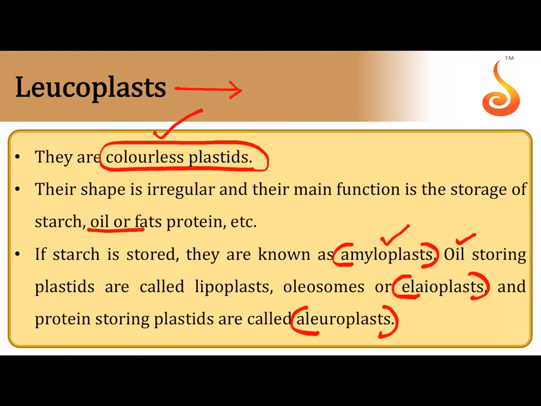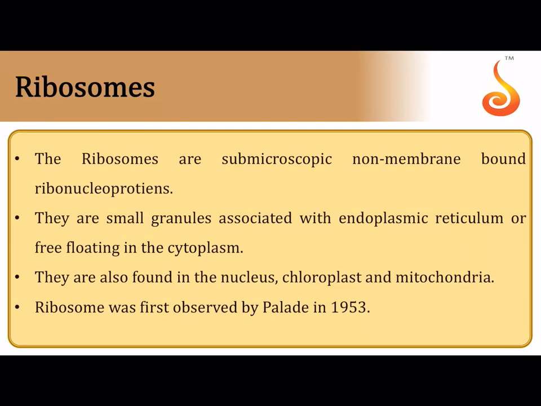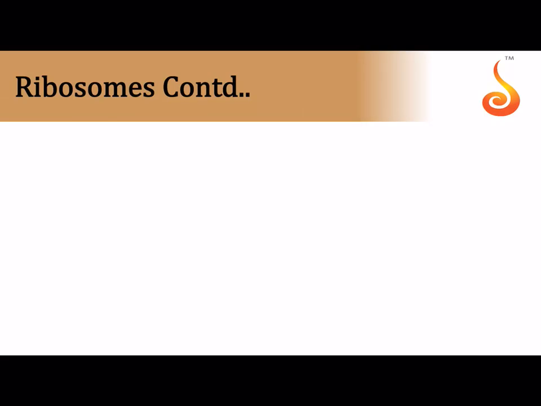So whenever you revise leucoplasts, you have to remember the three types of leucoplasts present inside a typical cell. You have amyloplasts, which are meant for storage of carbohydrates, eleoplasts or lipoplasts or oleosomes, which are meant for the storage of fats, and lastly you have aleuroplasts, which help in the storage of protein. Ribosomes I have already discussed with you.